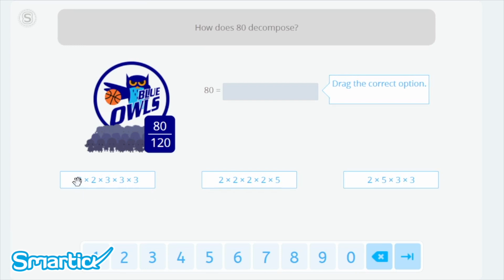Let's try this one. 3 times 2 equals 6 times 3. But we know that 3 isn't a divisor of 80, so it can't be this one. And there's a 3 here as well, so it can't be this one. So it has to be this option, but let's double check. 2 times 2 equals 4. 4 times 2 equals 8. 8 times 2 equals 16. 16 times 5 equals 80. Yep, it's this one for sure.